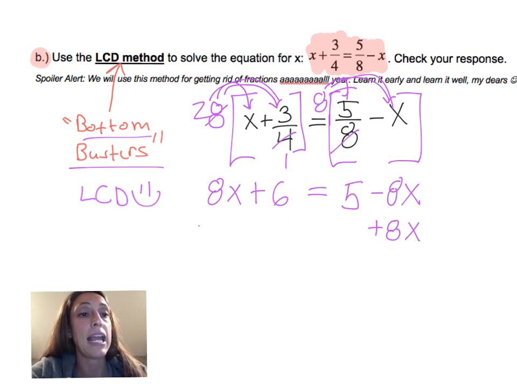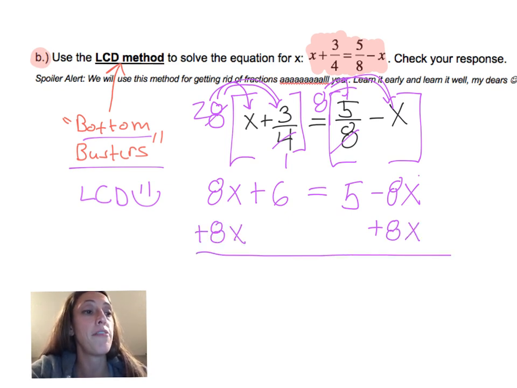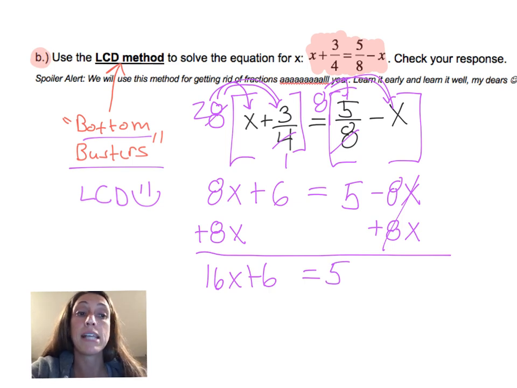So I'm going to add 8x to both sides. And I'm just doing the steps that you already jotted down above. So 8x and 8x is 16x plus 6, and that equals 5. And now I have to SAD map. So I'm going to undo any subtraction or addition that I see in the problem. Here I just need to subtract 6 from both sides.